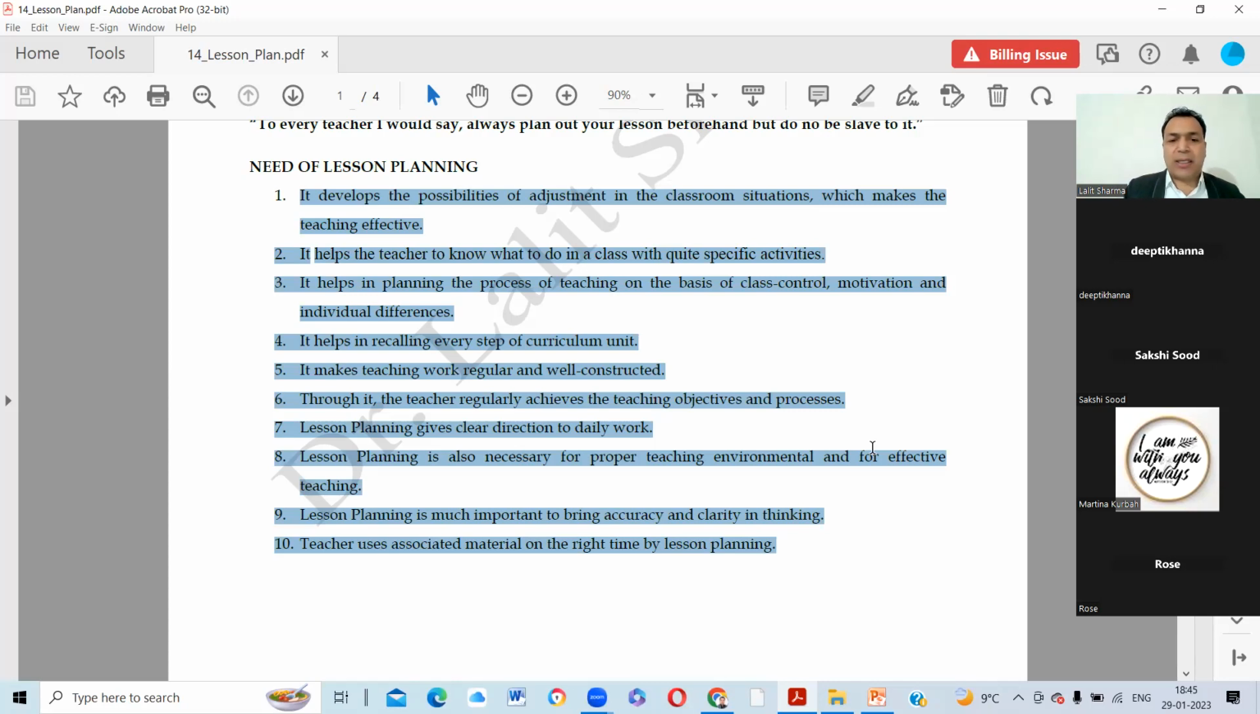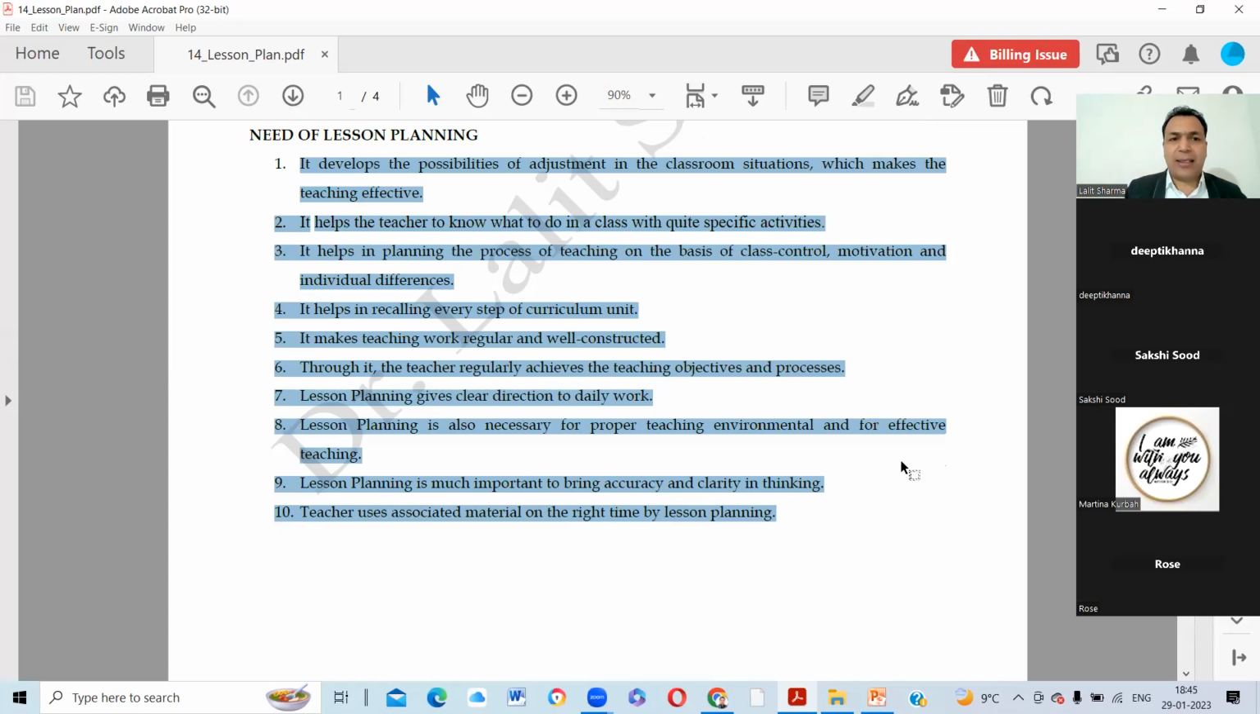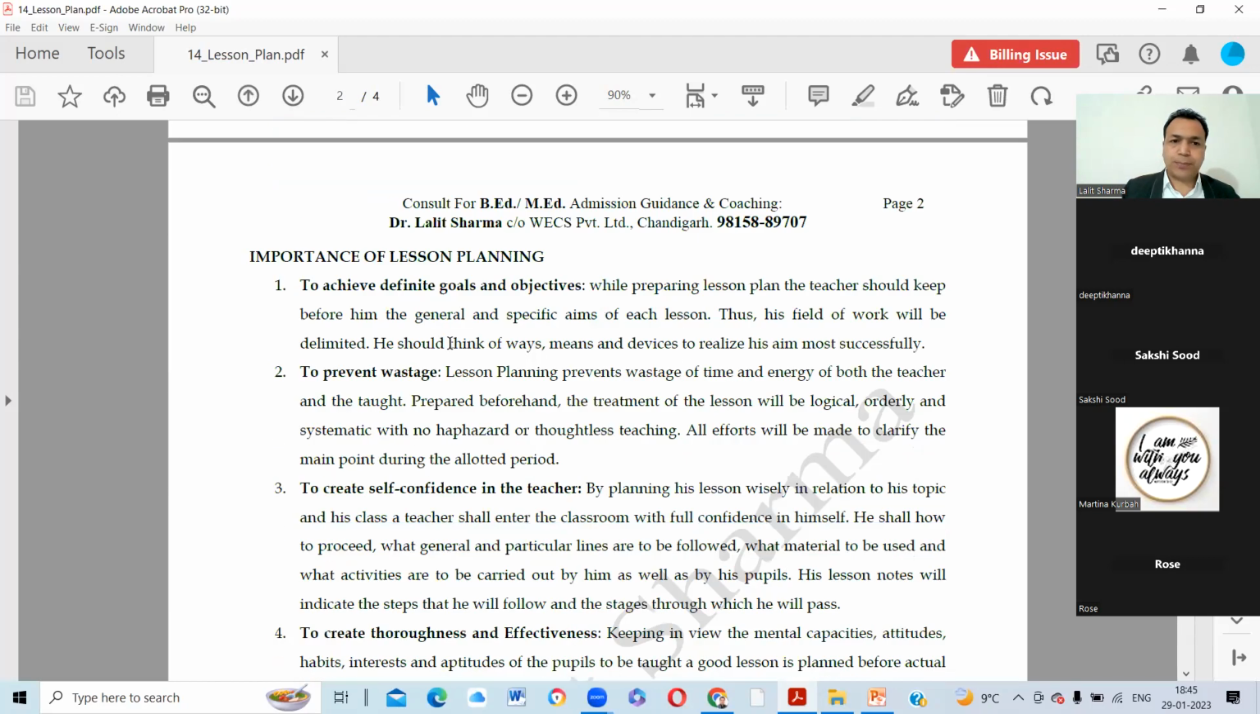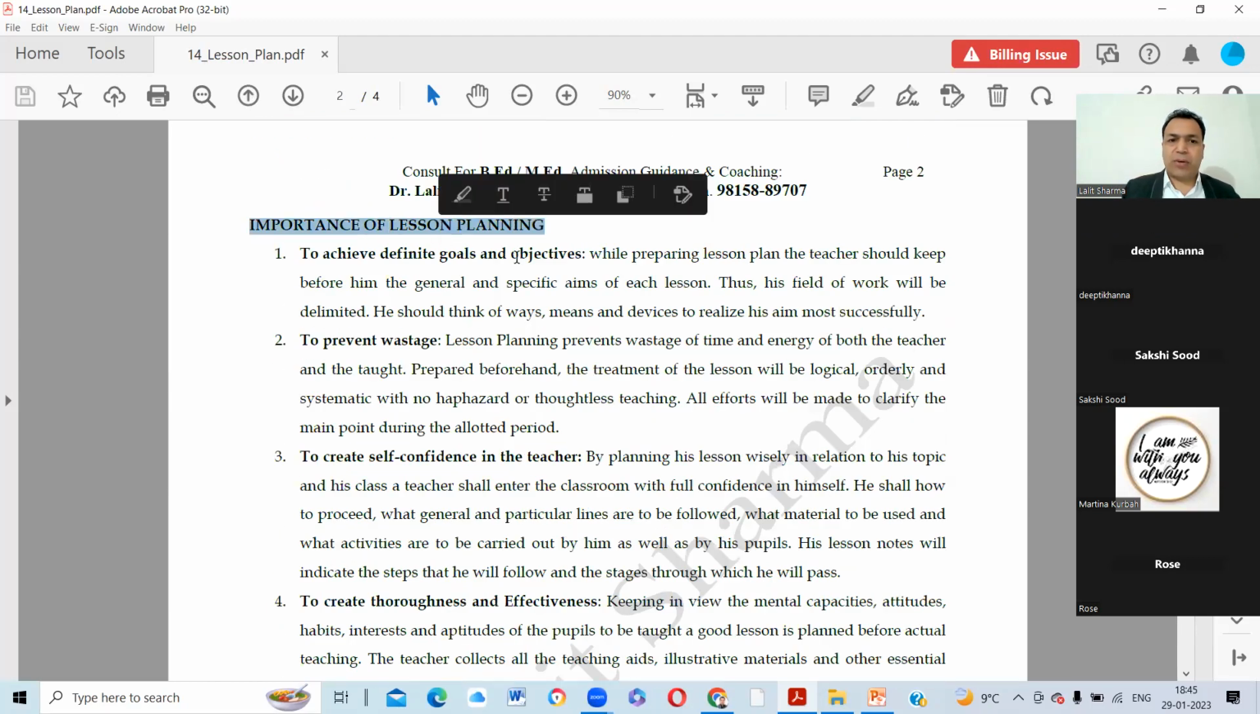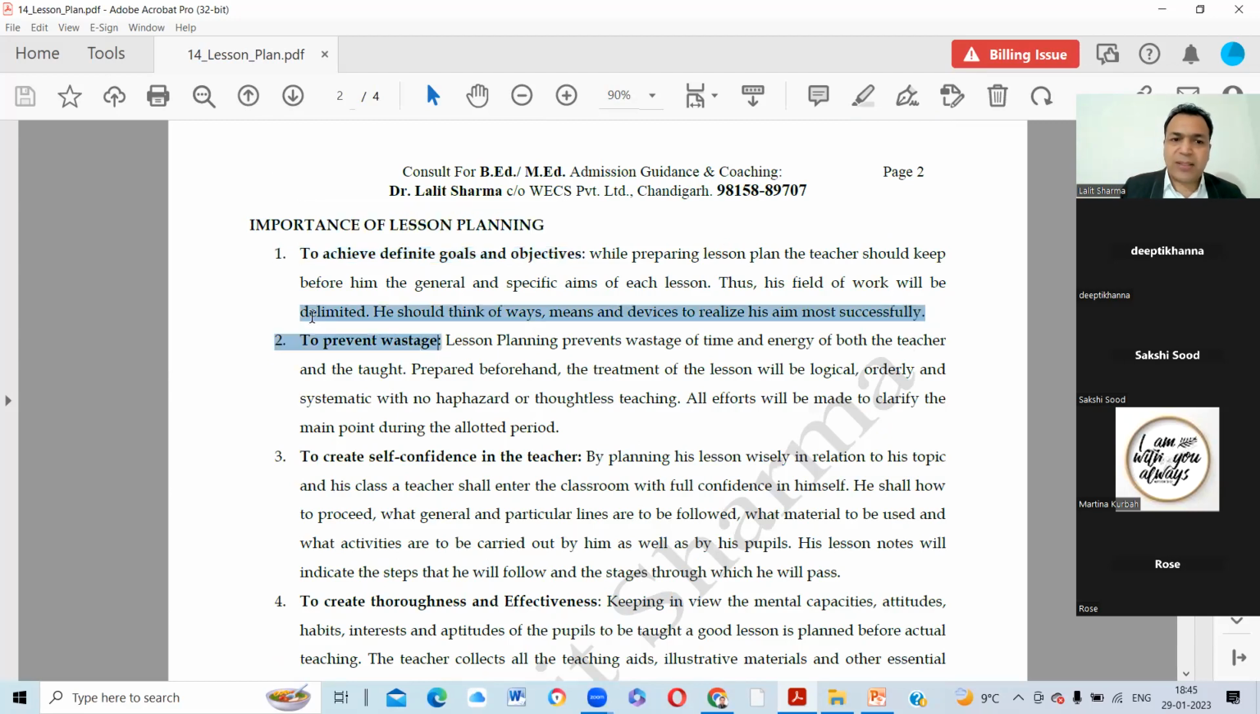The teacher uses associated material at the right time through lesson planning, right? These are the need and importance of lesson planning. These are the importance of lesson planning: to achieve a definite goal and objective, and to prevent wastage.